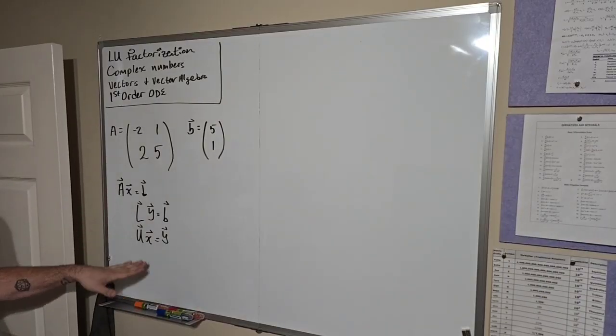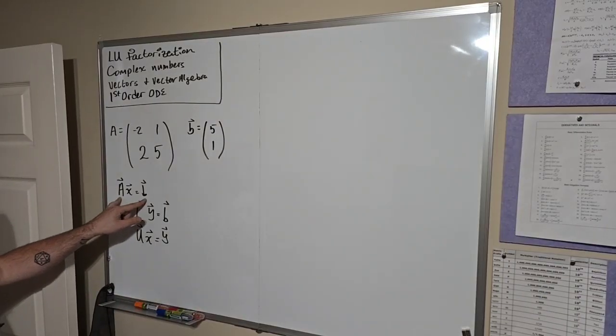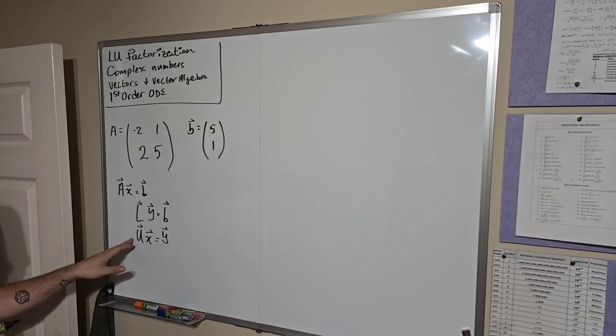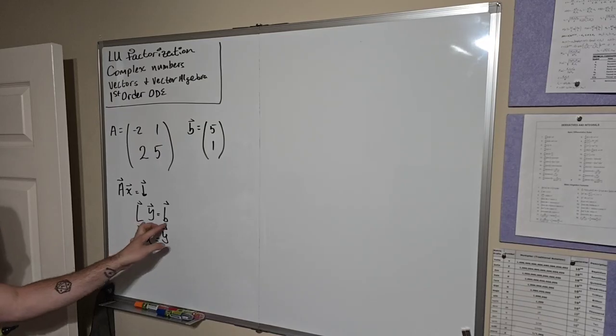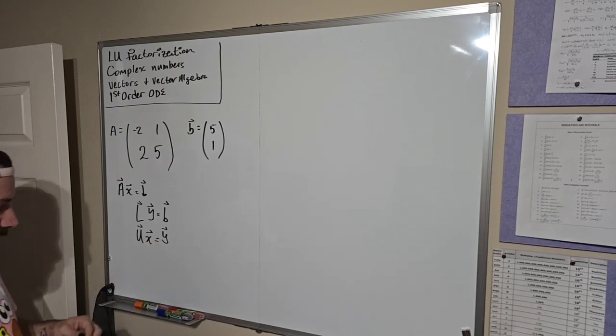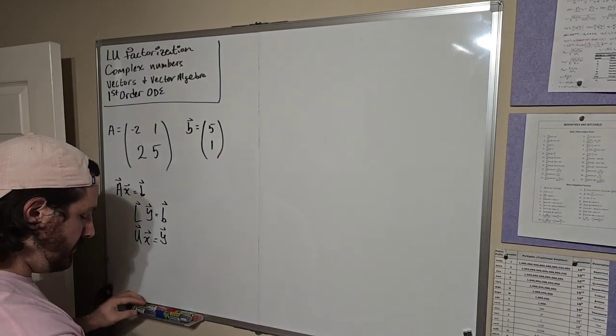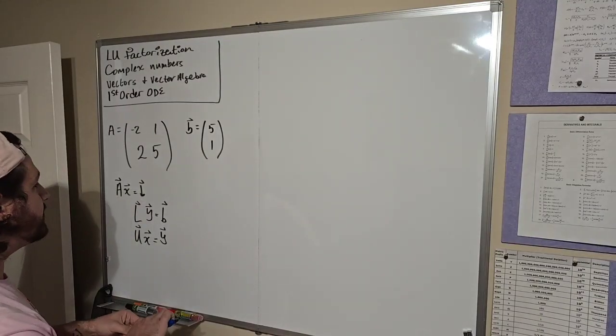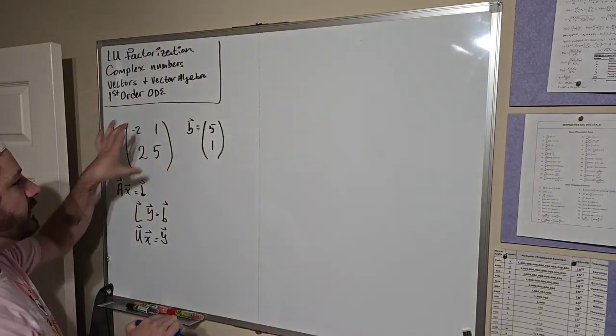So this is kind of the order we're going to go in. This is the base setup for the problem. We're going to find our L and our U, and then we're going to augment our L with our B to get Y, and then we'll augment our U with that Y we found to get our X. That's pretty much what we're working on. So, to get started, let's deal with finding our L and our U.